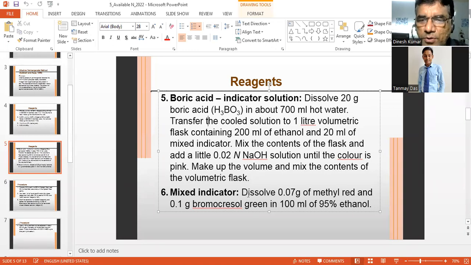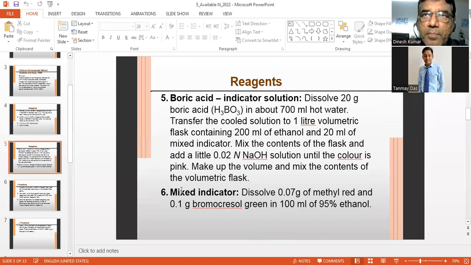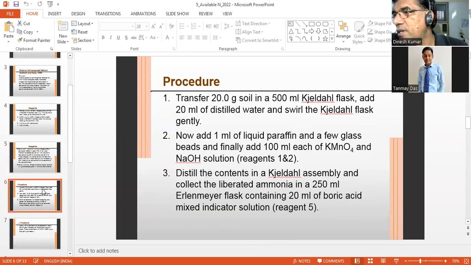For the mixed indicator, you can dissolve 0.07 gram of methyl red and 0.1 gram of bromocresol green in 100 ml of 95% ethanol. So this is how you can prepare the mixed indicator solution. And then the procedure, just a minute.